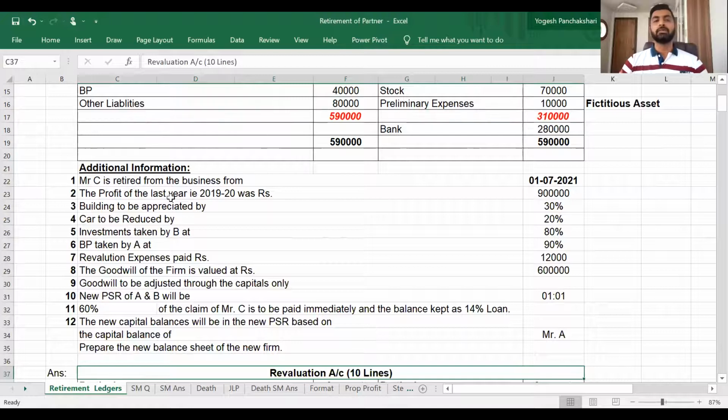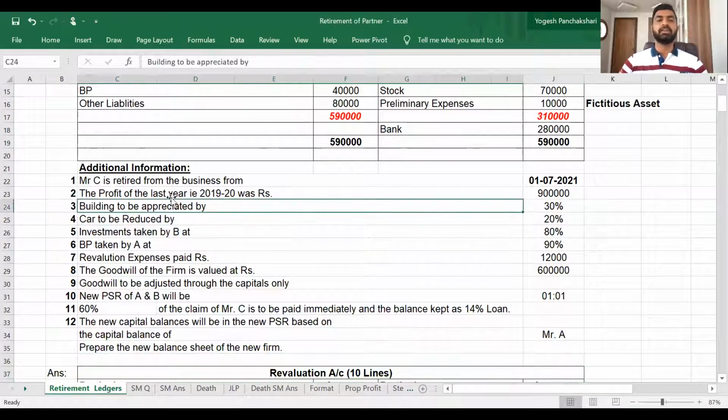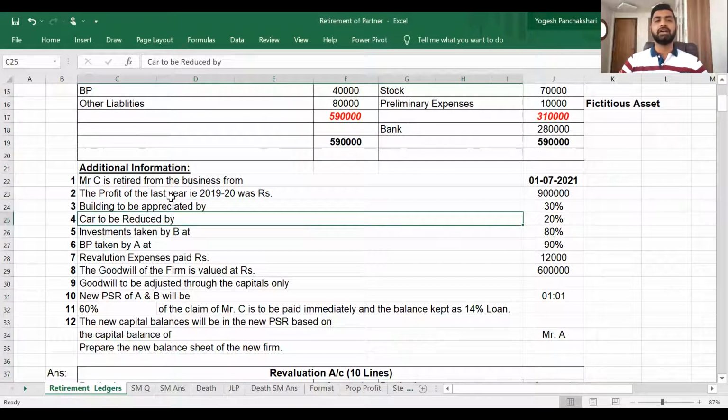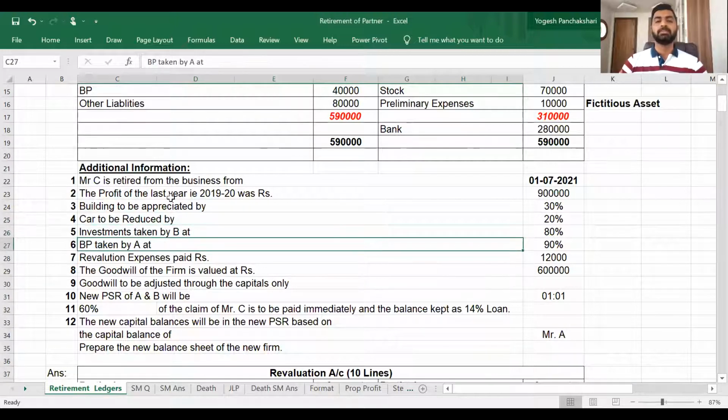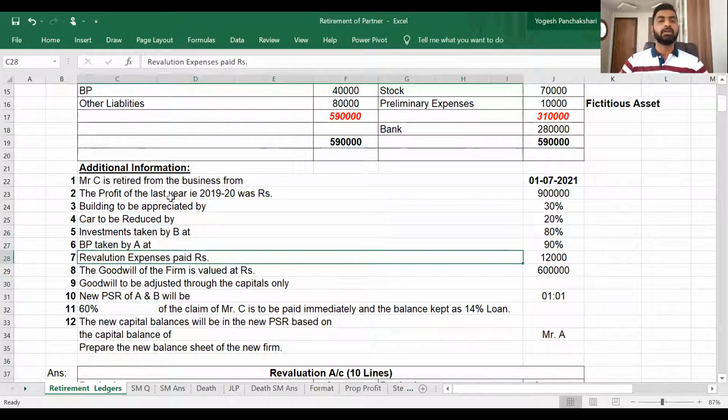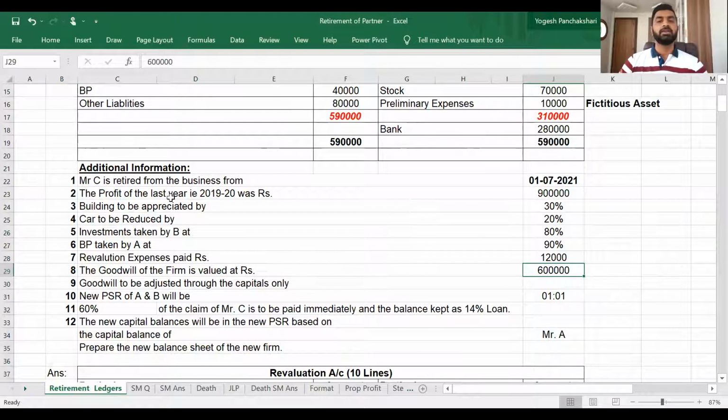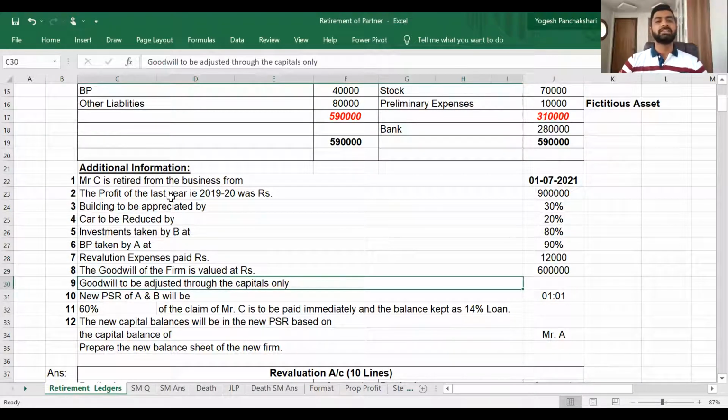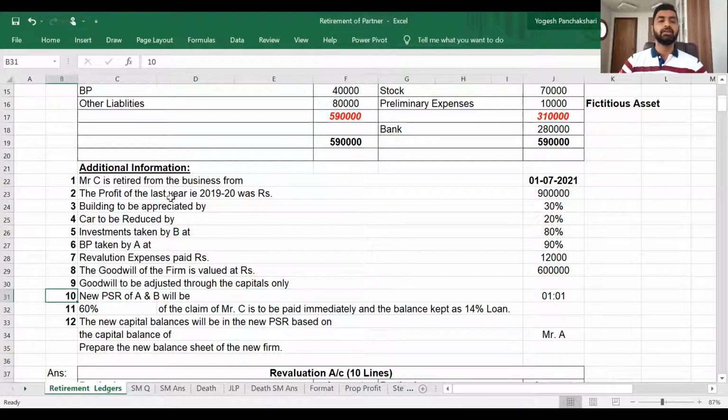So C is retired from the firm. Past profits are given. Then building appreciation, car reduction, investment taken by B, bills payable taken by A. The revaluation expense, goodwill of the firm is valued at 6 lakh. Goodwill to be adjusted through capitals only, so raise and return with net effect. New profit sharing ratio will be 1:1.